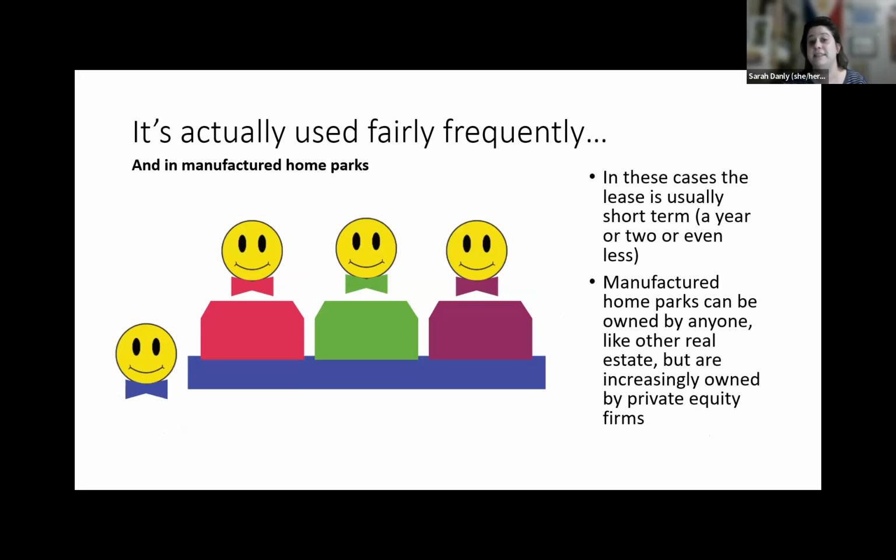In these cases, the lease is usually short-term, a year or two or even less. Manufactured home parks can be owned by anyone, like other real estate, but they are increasingly owned by private equity firms. And we'll be learning a little bit more about that situation in manufactured home parks later on tonight.